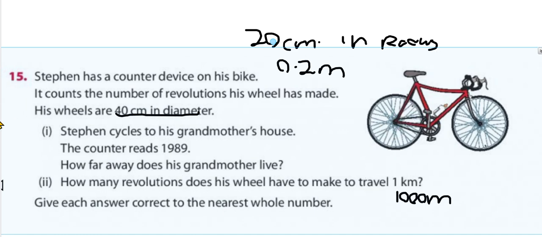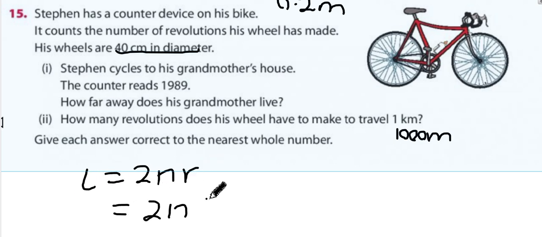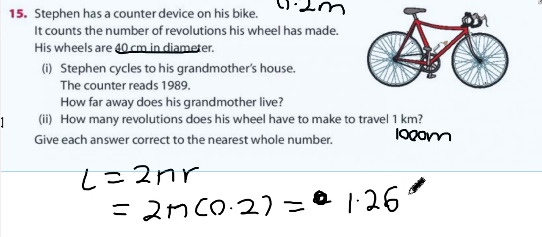Now, okay, so what we're going to do next, guys, is the following. We are going to do L equals 2 pi r. And if somebody could give me the answer for this, we're going to go for 2 pi multiplied by 0.2. Could you give me that answer in decimals even? 1.26? So every single time your wheel rotates, you travel 1.26 meters.